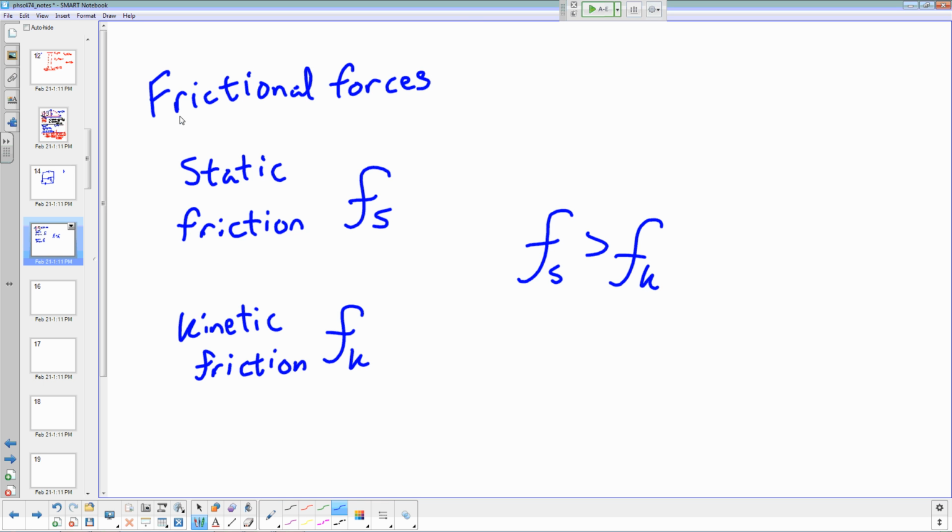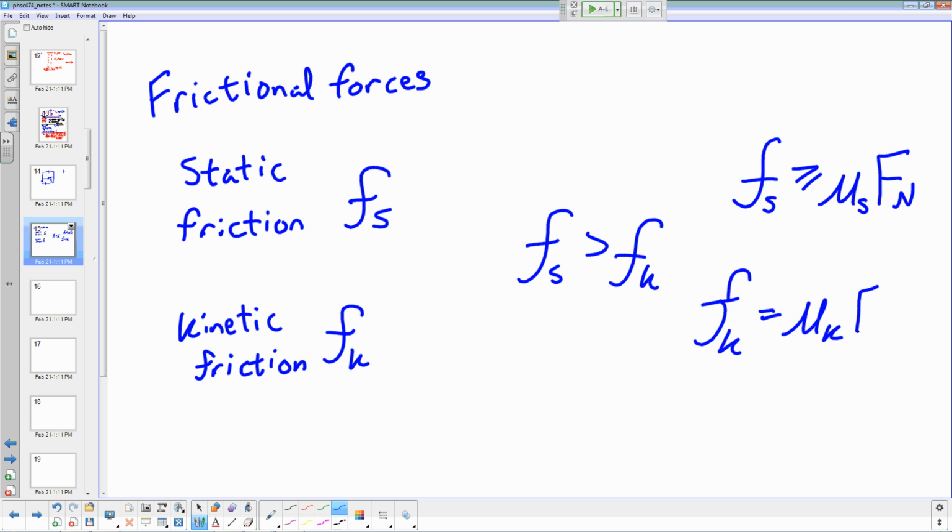And both of these can be found in this way. The static friction is said to be less than or equal to the coefficient of static friction, mu s, times the normal force. And then kinetic friction is equal to mu k times the normal force.